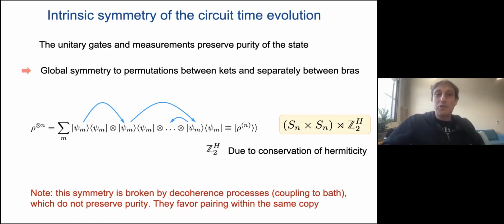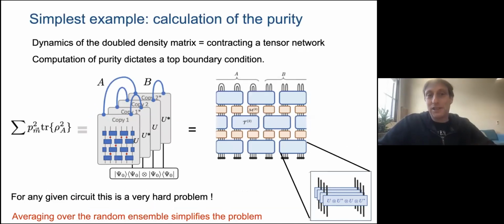Okay, so now how do I calculate the simplest non-linear observable, which I showed you is the purity, which is interesting because it's related to the entanglement entropy. So let's look at how we would calculate the purity. In order to calculate the purity, since it's a second moment, it's trace of rho squared, I'll need two copies of the density matrix. So I start with two copies of the density matrix. It's two copies of the initial state, basically ket bra.